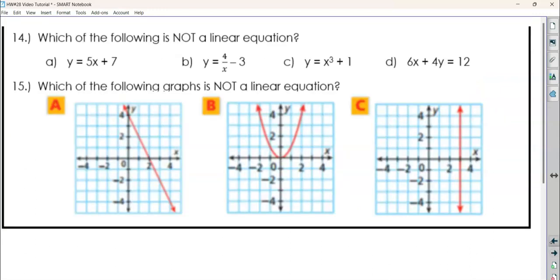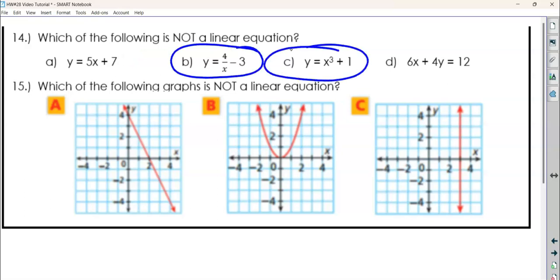Last two questions. Which of the following is not linear? Well, we just practiced that earlier. We go through our 4 basic rules. No variables with powers, no variables in the denominator, no variables timesing each other, no special characters over the variables. So this one is a pass. Oh, this is the wrong. I have two right answers here. This is not, and this is not.